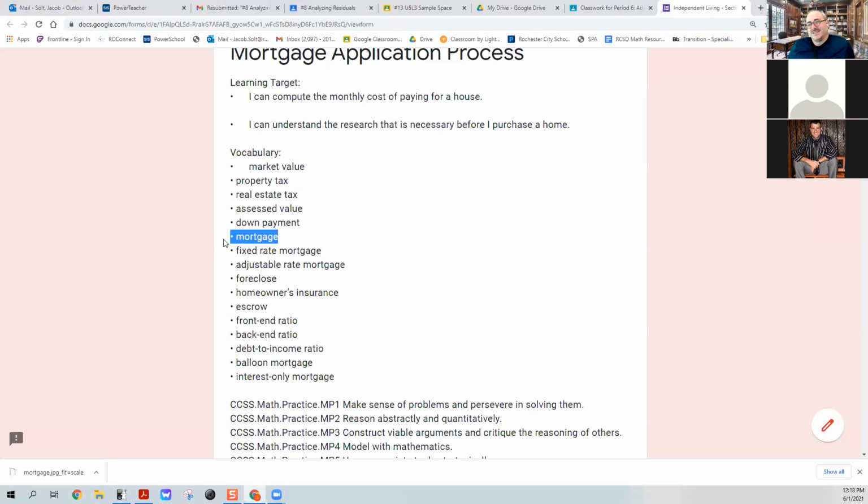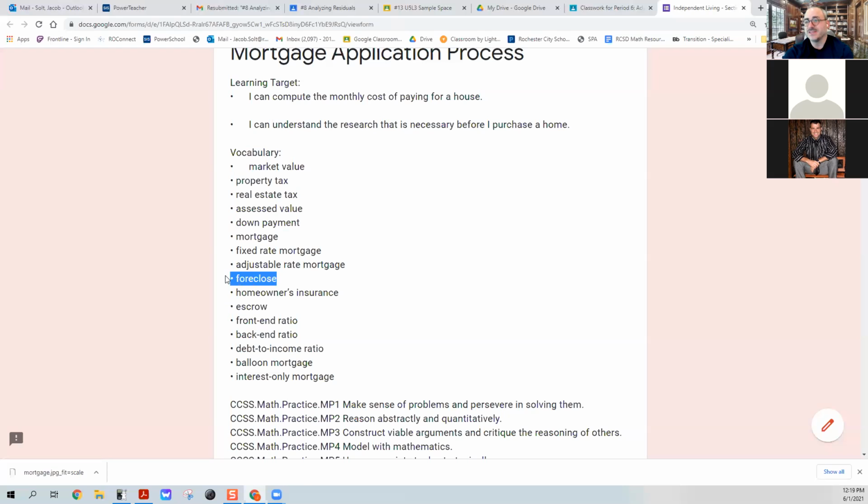There's a couple of kinds of mortgage, but the two basic kinds we're gonna look at are a fixed rate mortgage and an adjustable rate mortgage. Fixed rate means it's the same interest rate the entire life of the mortgage. An adjustable rate mortgage means that the interest rate can change, which means your monthly payment can change. It could go up or it could go down. Most likely it'll go up.